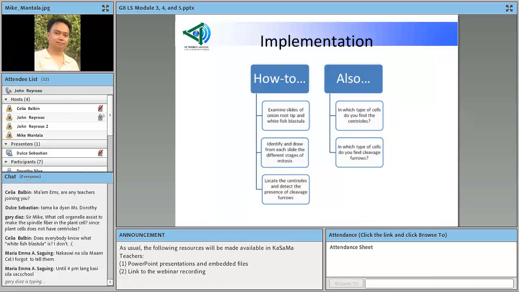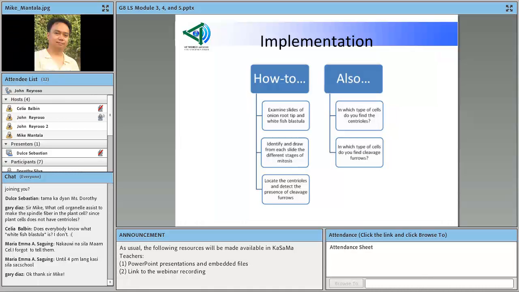Okay, so I think what's important here is that they are able to identify and draw from each slide the different stages of mitosis. Which cell is in prophase, in metaphase, anaphase, and in telophase. And of course, in the module, there are distinguishing characteristics to identify one stage from the other stages. All the students have to do is look into their learners materials, their learners modules, and there they will find different characterizations of the different stages of mitosis.